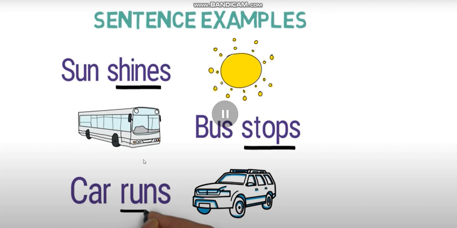So students, here sun shines, bus stops, car runs. So shines, stops, runs, all three are action words. And you can see that they are standing alone with the subject and the sentence is meaningful. You can easily understand it. So it is an action word that is a part of the main verb. Run is a main verb here.